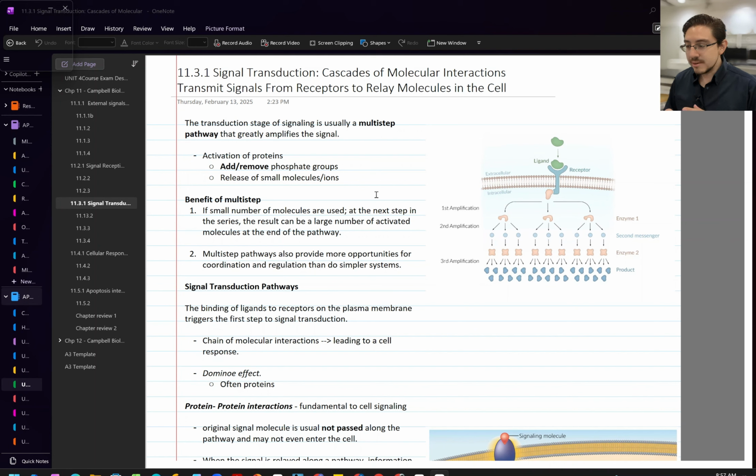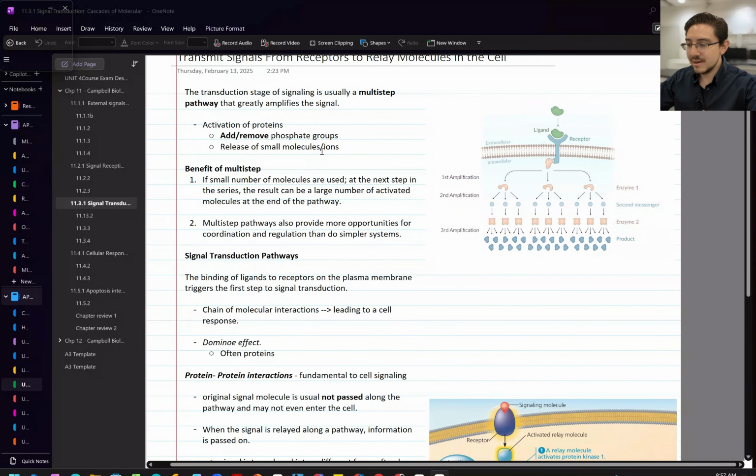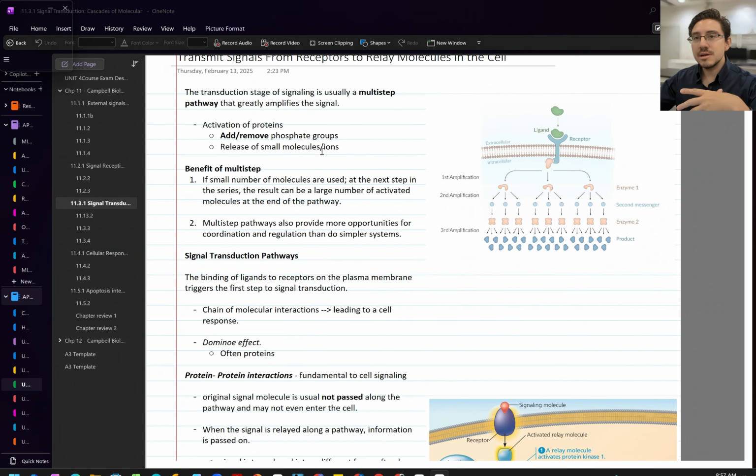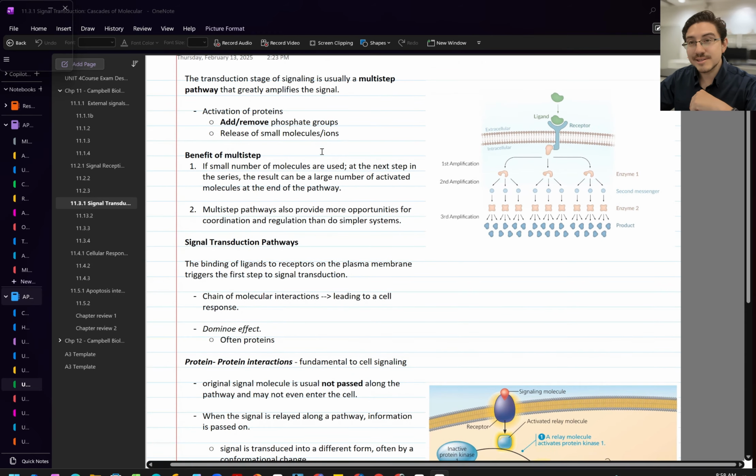Usually, this transduction stage that you see here is a multi-step pathway, all with the purpose of amplifying the signal. And this involves an activation of proteins, which usually in itself involves the addition and removal of phosphate groups on the particular protein. We're going to see that in a bit. And also, it could be a regulation of small molecules and ions. We're going to see in particular cyclic AMP or calcium ions. So let's get to it.